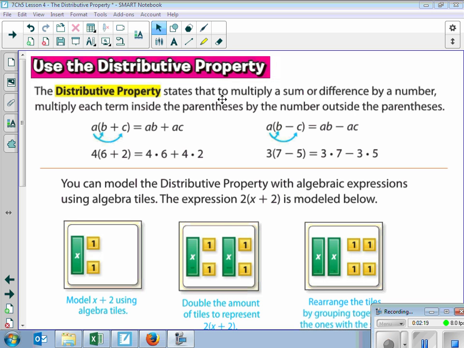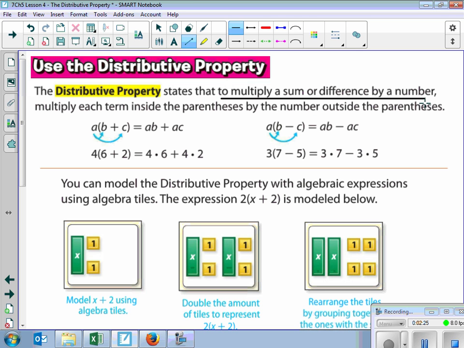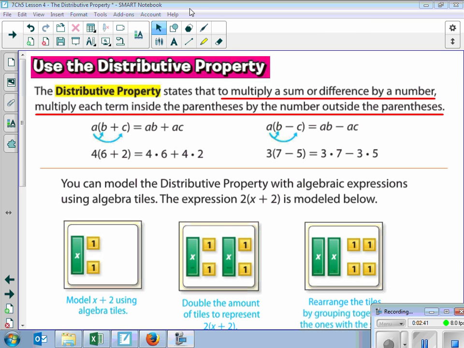Now, the distributive property states that to multiply a sum or difference by a number, you're going to multiply each term inside the parentheses by the number outside of the parentheses. Okay, please make sure you write that down. Now, I would also like for you to write down this general form here.